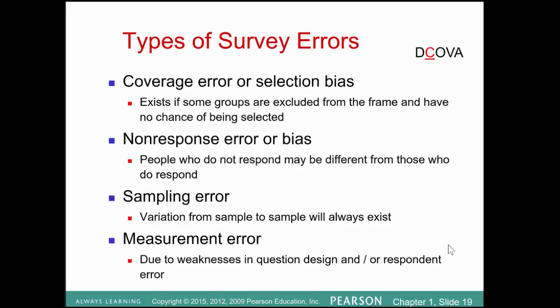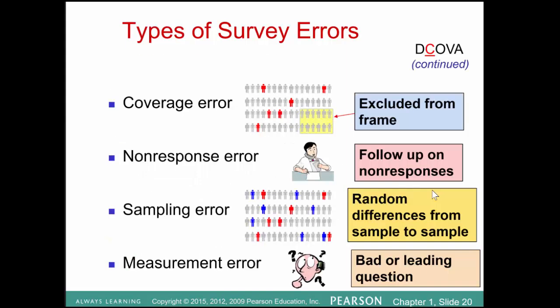Sampling error is variation from sample to sample, and this will always exist. We'll talk about this quite more when we talk about the sample mean. Measurement error is due to weakness in question design and/or respondent error. Sometimes questions can be confusing and people are not sure how to answer them correctly, so you'll get odd responses.